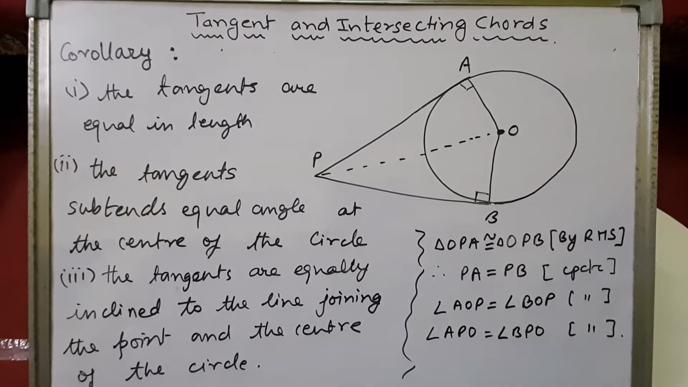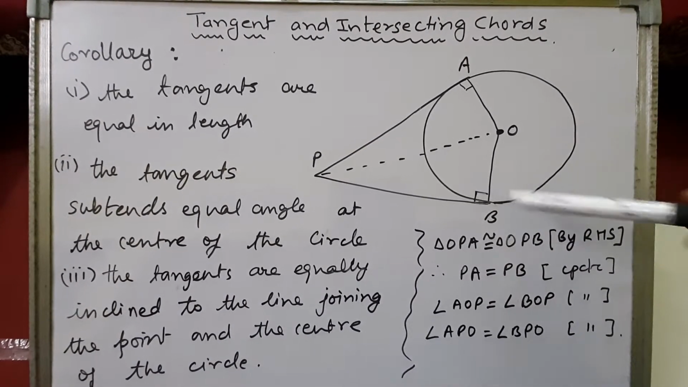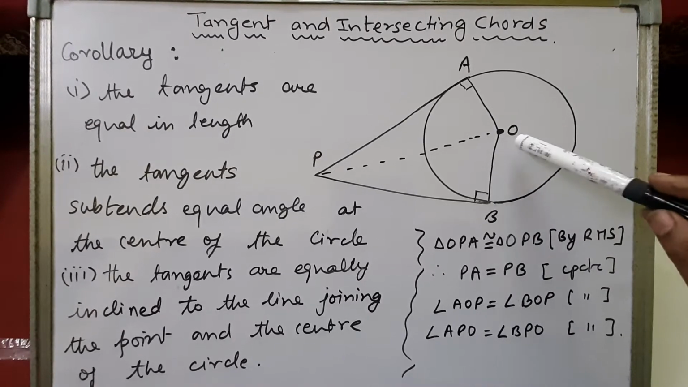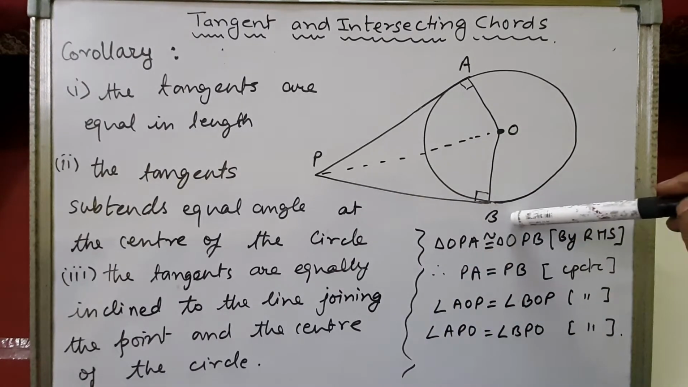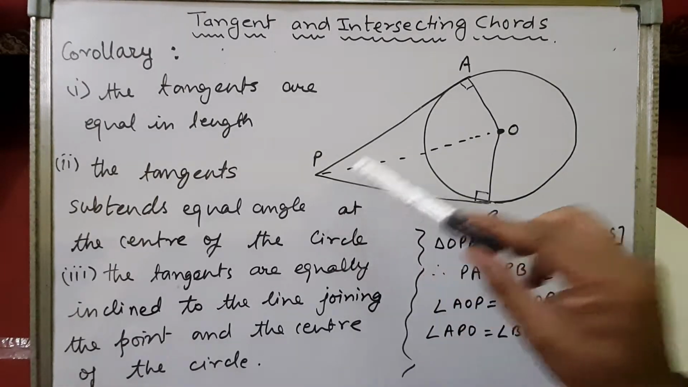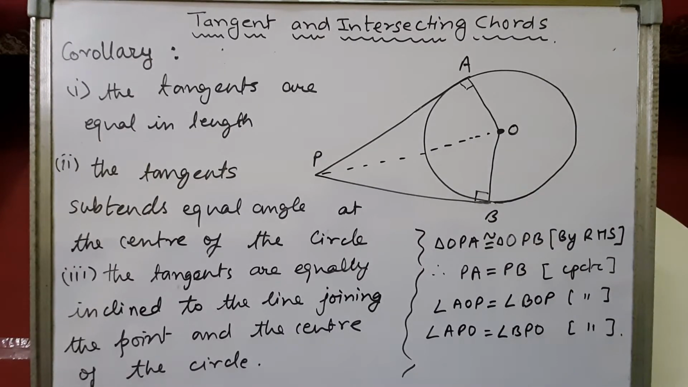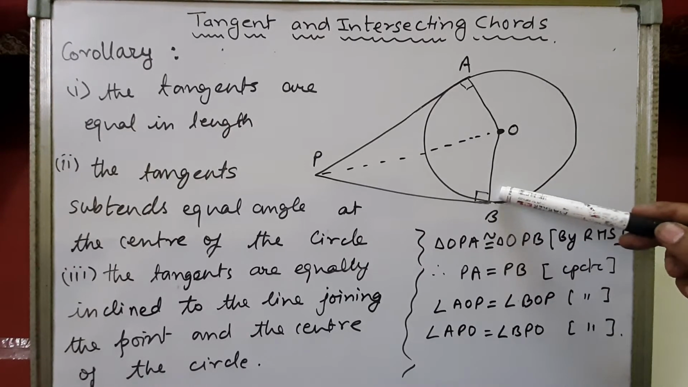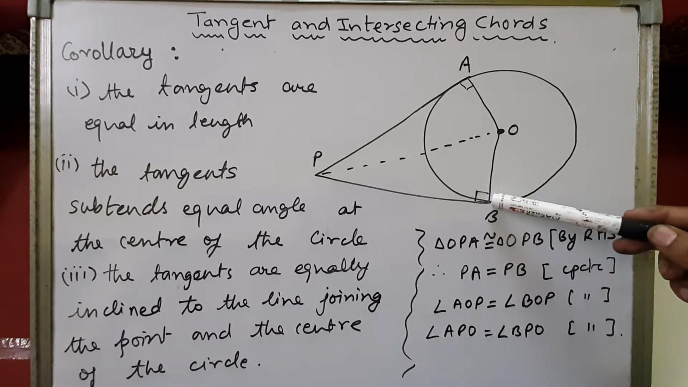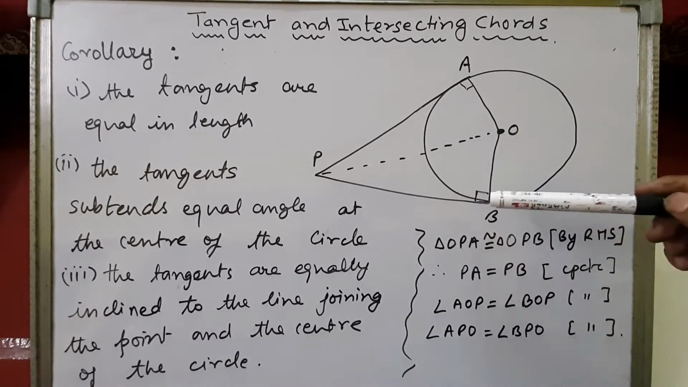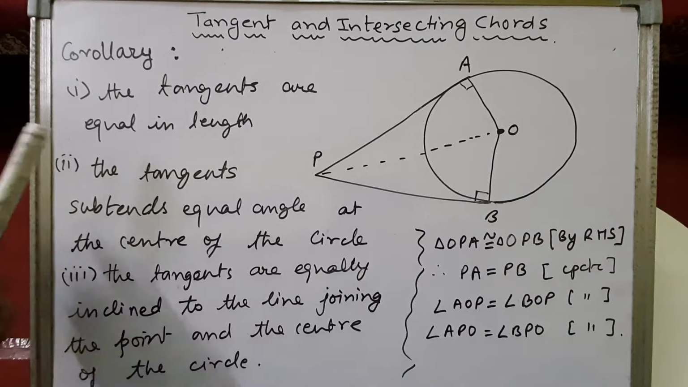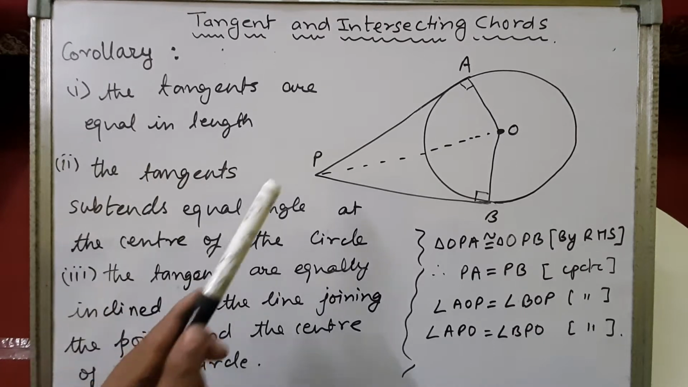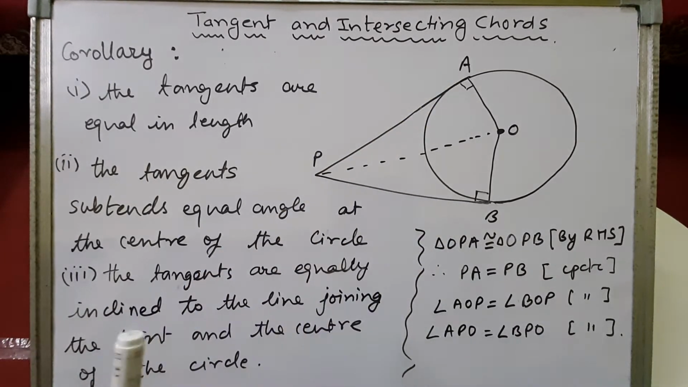Let's see few more points that we can conclude from this. If this is a circle with center O and there is a point P from which two tangents are drawn, PA and PB, and OP is the line joining the point and the center of the circle. So we have studied in the theorem that the angle formed between the tangent and the radius at the point of contact will be 90 degrees, right? So we can conclude this point that tangents are equal in length, first point. That means the length of PA and PB will be same. That means tangents drawn from the external point will always be the same length.